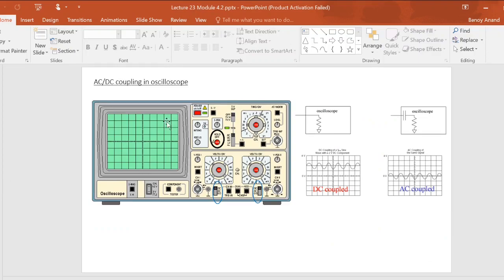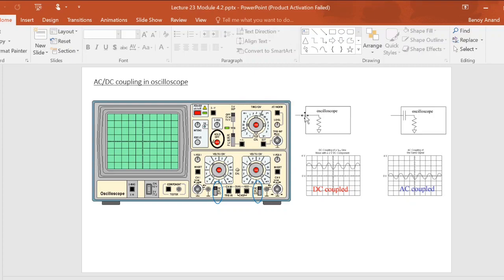You can use the selective reactance of a capacitor in your oscilloscope. So when you use an oscilloscope in your lab, you will find a button which shows DC, AC and GD, which is the ground. So basically here your AC signal or DC signal is coupled into the oscilloscope either through a capacitive network or directly. So let's understand what is the difference between a DC coupling and AC coupling.